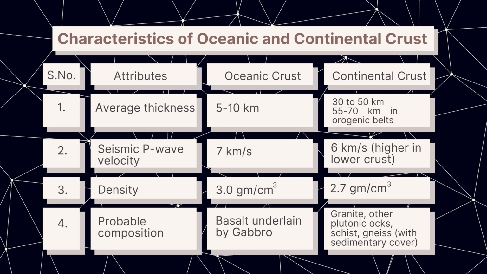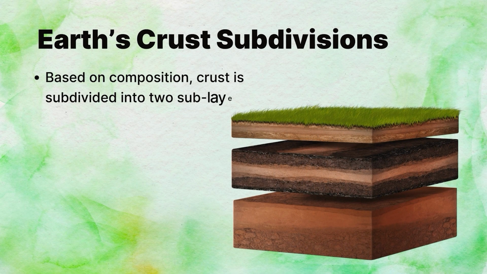Oceanic crust is much denser than the continental crust, and oceanic crust is mainly composed of basalt and gabbro, whereas the continental crust is mainly composed of granite and granodiorite, or sometimes it is composed of sedimentary rocks. Earth crust is again subdivided, as I said earlier also, into two types.